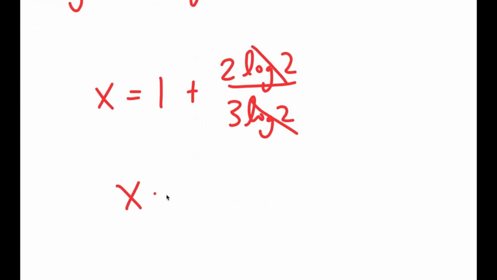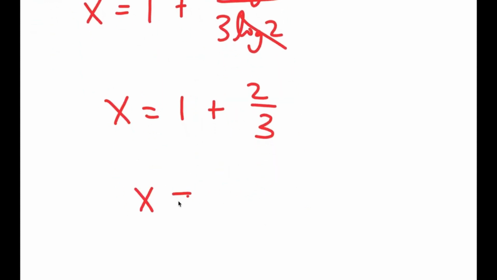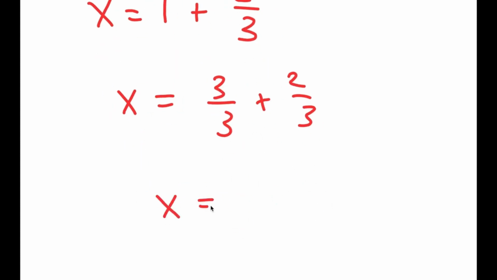So now these two cancel out, and I get x is equal to 1 plus 2 over 3, which is equal to 1 is the same thing as 3 over 3, so 3 over 3 plus 2 over 3, which is 5 over 3. So x is 5 over 3.